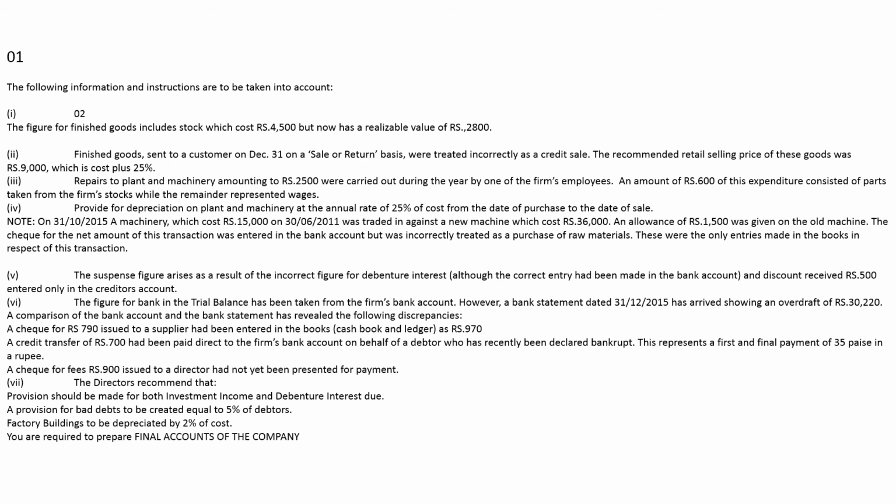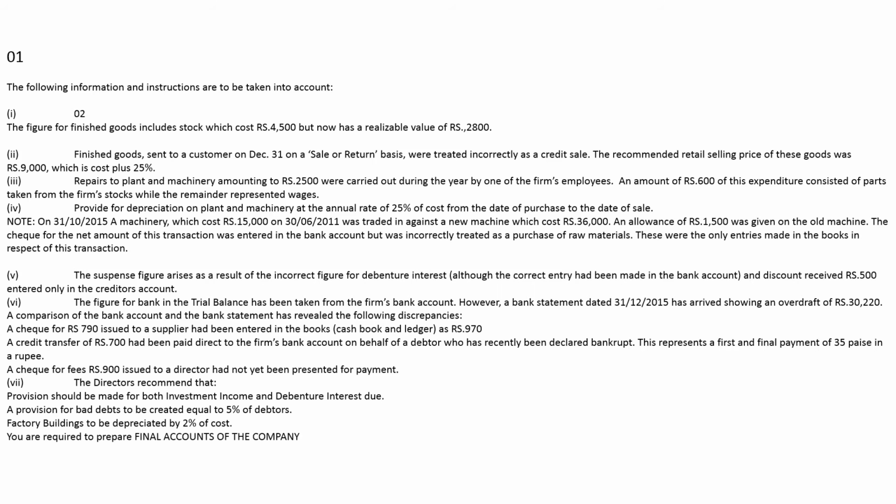Then fifth, the suspense figure arises as a result of the incorrect figure of debenture interest. That is, in the suspense account we have an incorrect figure of debenture interest. Although the correct entry had been made in the bank account and discount received rupees 500 entered in the creditor's account. The correct entry has been made in the bank account and discount received rupees 500 entered in the creditor's account.